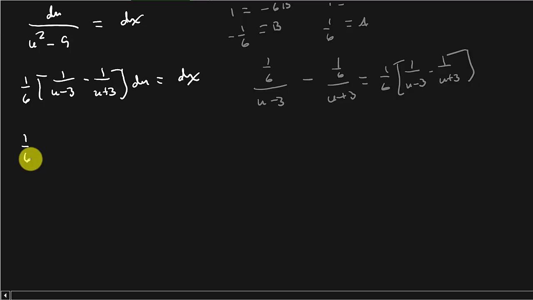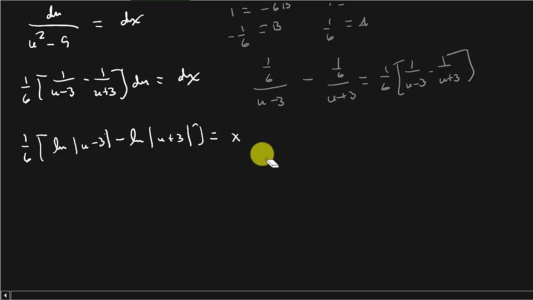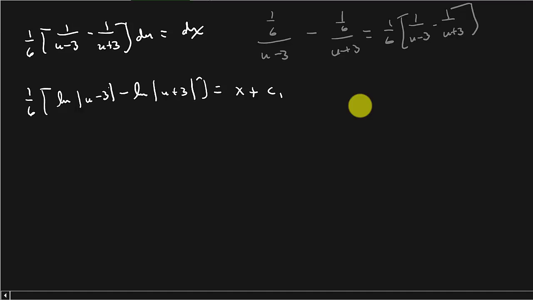So this is going to be 1/6 times the natural log of u minus 3, minus natural log of u plus 3, equals x plus, and we can write it as c. We might change it later, but let's go ahead and write this as c1. So we've got 1/6 natural log, absolute value of u minus 3 over u plus 3, is equal to x plus c1.